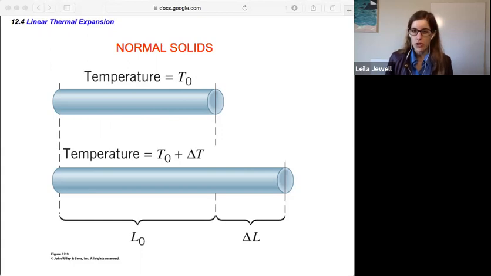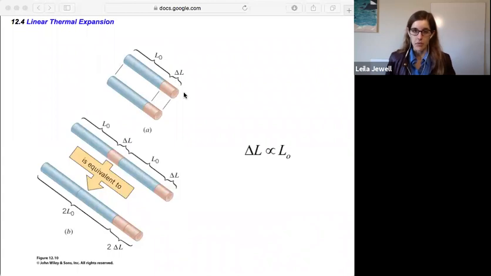Now, what if we had two rods instead of one? Well, we can imagine if we had two rods and we increase the temperature, both of them would increase by the same amount, assuming they're identical rods. What if we then stuck those two rods together and increased the temperature? Well, each of the pieces of the rod should then increase by the delta L. And so if our rod is twice as long, we should get twice the change in length. In other words, how much the length changes is going to be proportional to what our original length was.